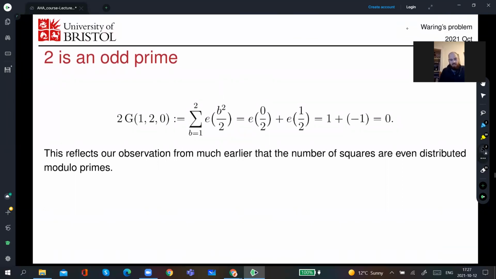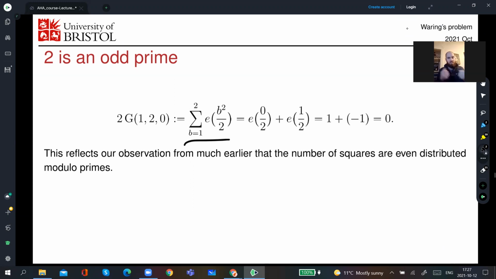Let's just calculate some Gauss sums at various dyadic rationals. I take G of 1, 2 of 0, which is just this sum. It's the one-dimensional sum. It has 2 terms in the sum. It's got e of 0 basically, and then e of 1/2, which are 1 and -1 respectively. Therefore, the Gauss sum is 0.